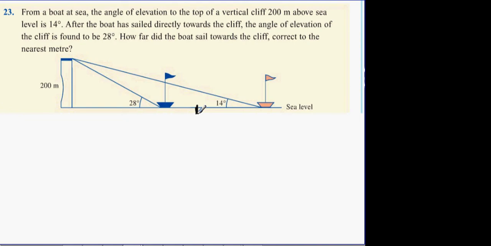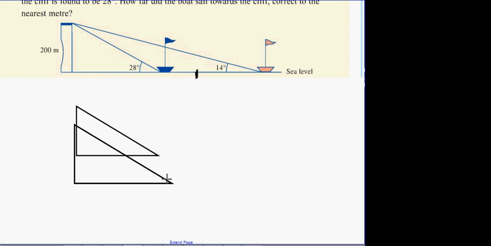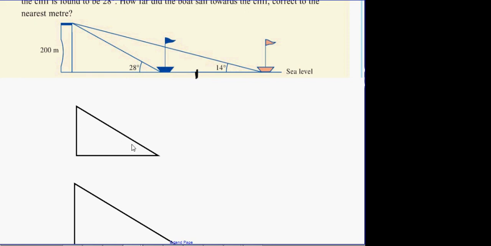Now, there are two different techniques for this. I'm going to show you, we're going to break it into two right angle triangles. The first right angle triangle is going to be the small one. This one here is the small right angle triangle, and this one here is the larger right angle triangle, okay.